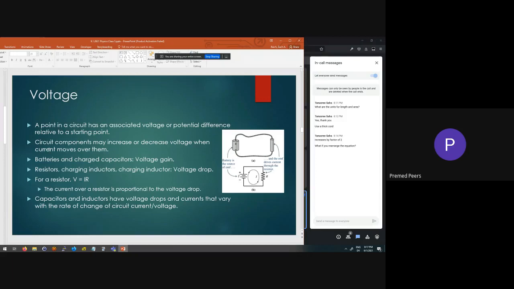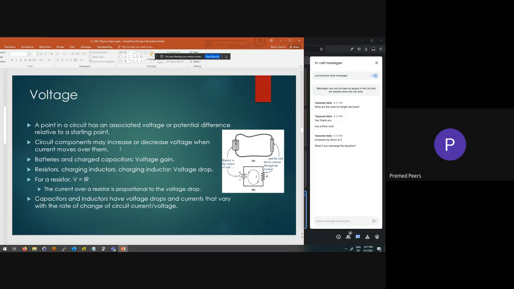We may then say these points along the circuit have a certain voltage. But we also talk about the potential difference, or the voltage drop, across individual components. So I look at one side of a resistor and the other side of the resistor, one side of the battery, the other side of the battery.